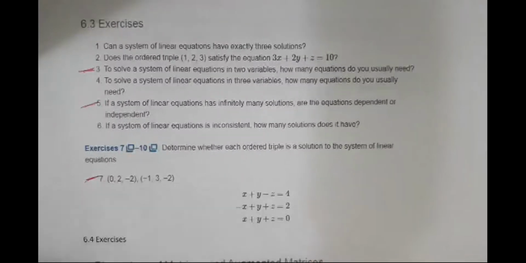Okay, so which ones does it ask? 3 and 5. So 3 says to solve a system of linear equations in 2 variables. How many equations do you usually need? Well, at least 2, I'd say. Yeah, typically you need 2. And in general, if you have 3 variables, how many equations are you going to need?